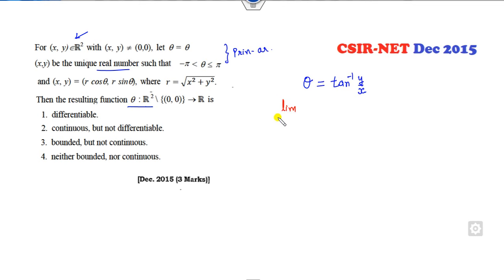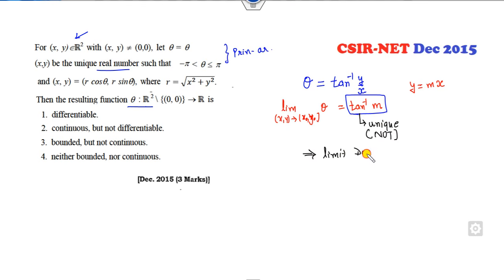We can simply find the limit as (x, y) approaches the point. How can you find it? I can simply take the path y equals mx. So this value becomes tan inverse m. Now, since for different values of m it has a different value, is it unique? It is not unique. So what does it mean? It means the limit does not exist. If the limit does not exist, it means the function is not continuous. If the function is not continuous, it means the function is not differentiable.